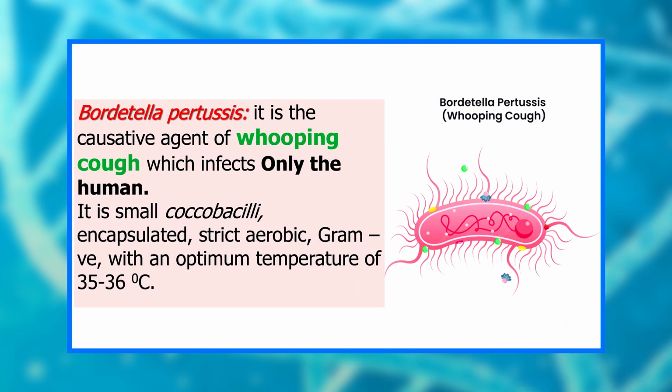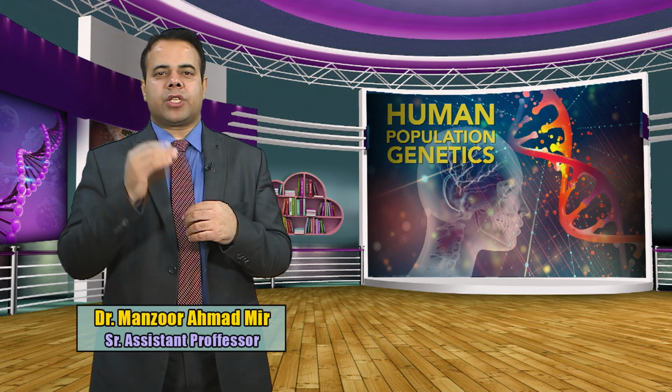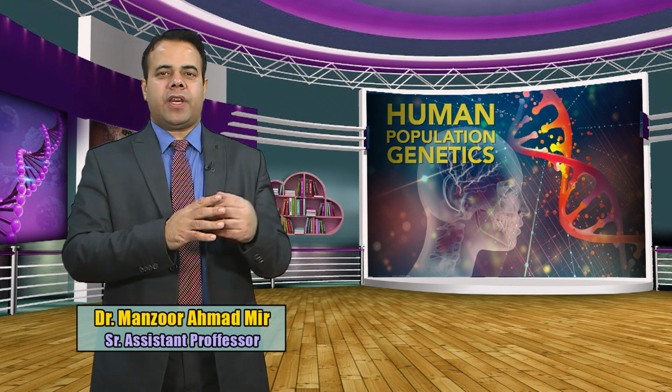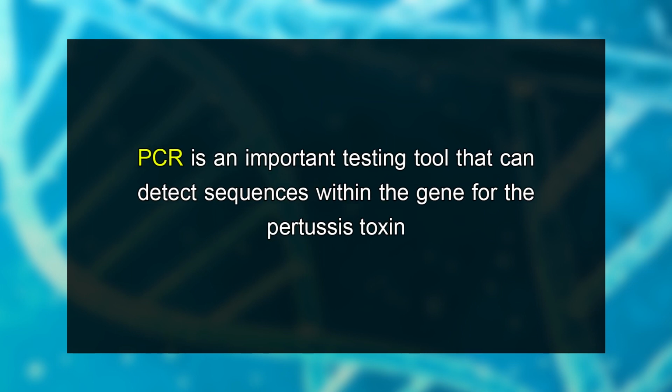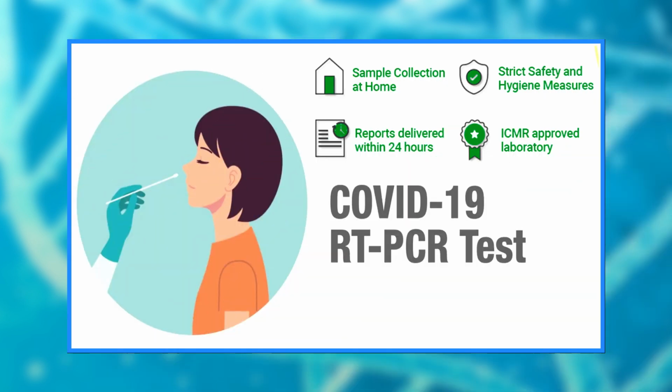Diseases such as pertussis or whooping cough are caused by the bacteria Bordetella pertussis. This bacteria is marked by a serious acute respiratory infection that affects various animals and humans and has led to the deaths of many young children. PCR is an important testing tool that can detect sequences within the gene for the pertussis toxin. Recently, we had seen the example of COVID-19 when this PCR was used as a confirmatory test for diagnosis.